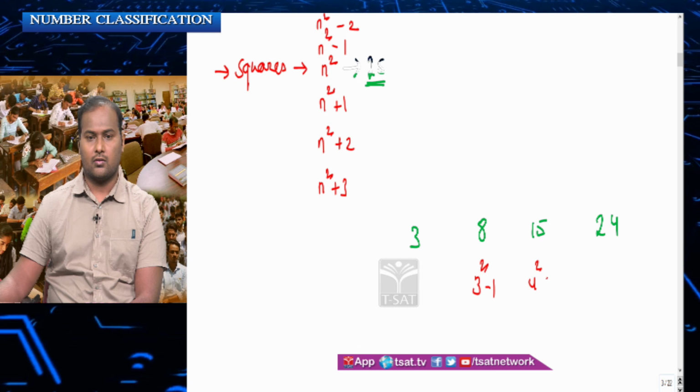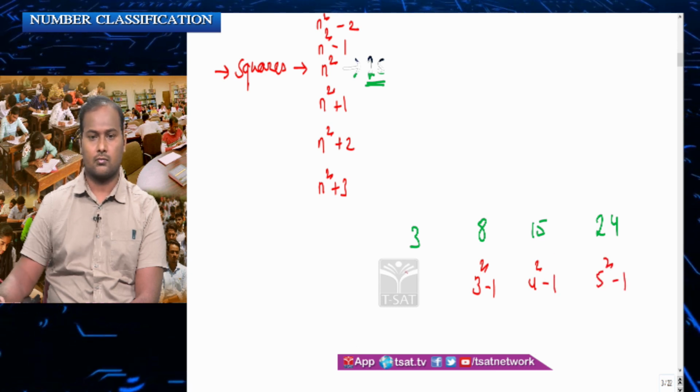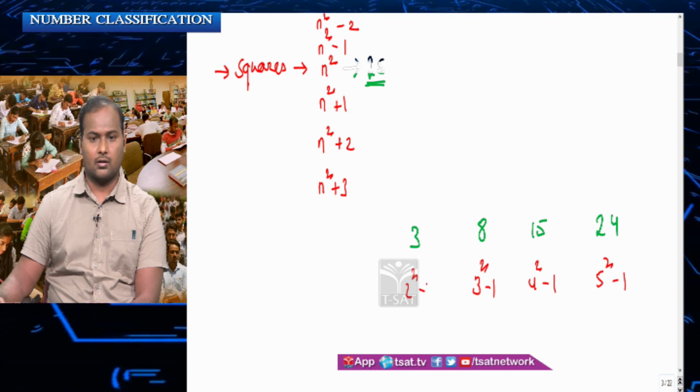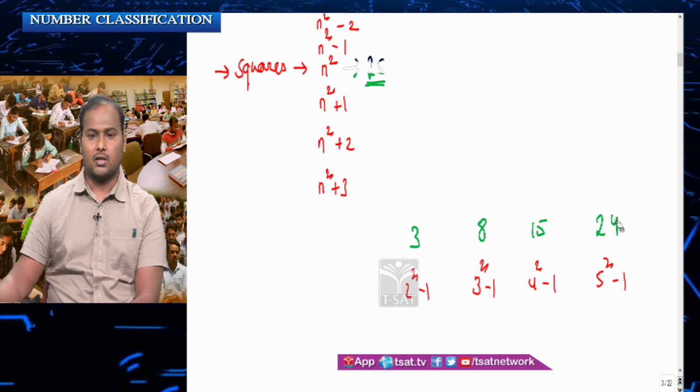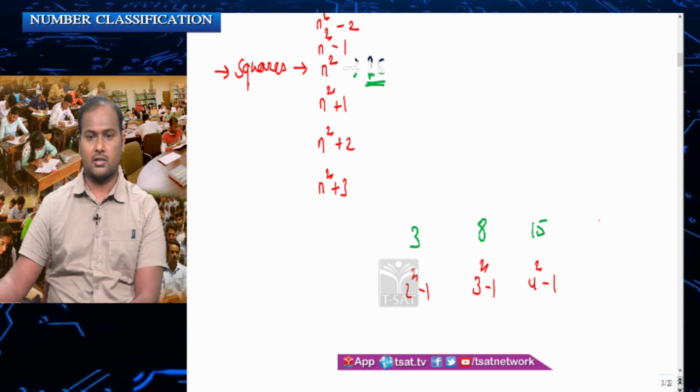This will be 4 square minus 1. This is 5 square minus 1. Here also you can write this like 2 square minus 1. Here I gave a common one, but generally one number will be different. This may be 26 also.